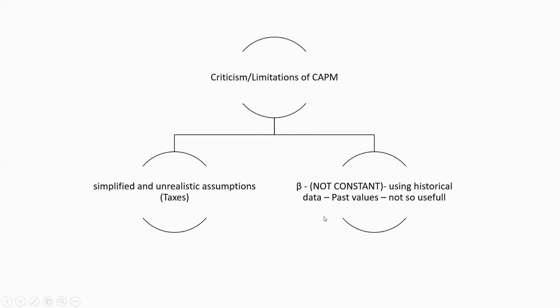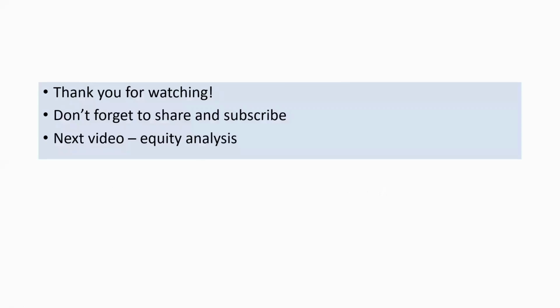Beta is not at all constant. Beta that you calculate keeps on changing. Whatever beta you are calculating is using the historical data. Okay? And something that has been calculated using the historical data, the past values are not very useful. Okay? Now that's it for the chapter.